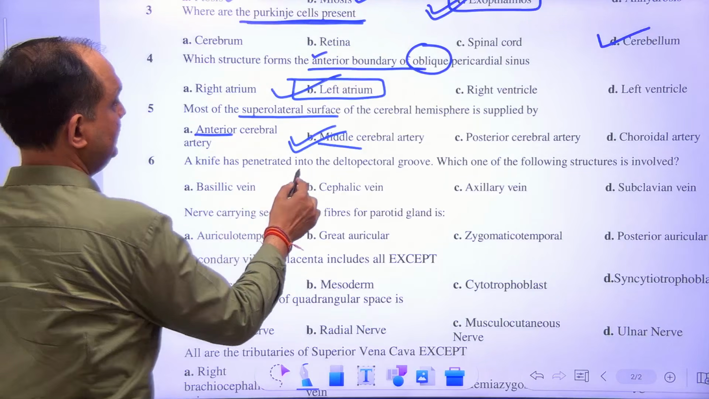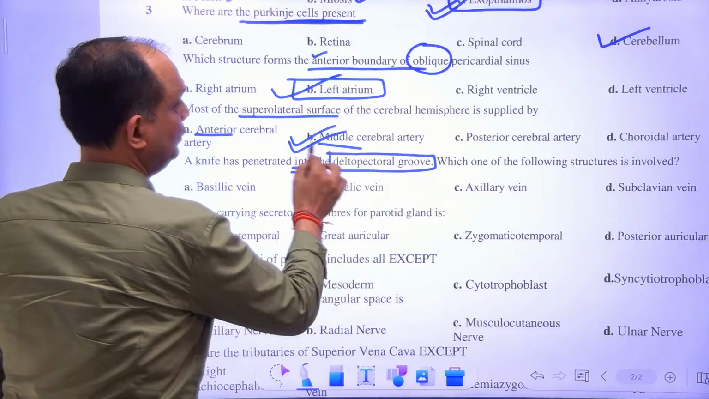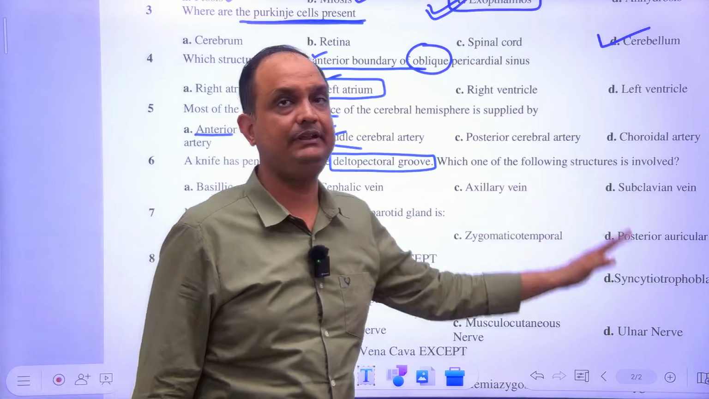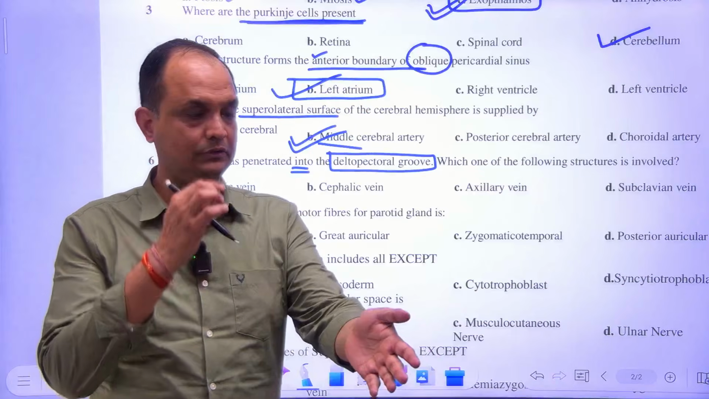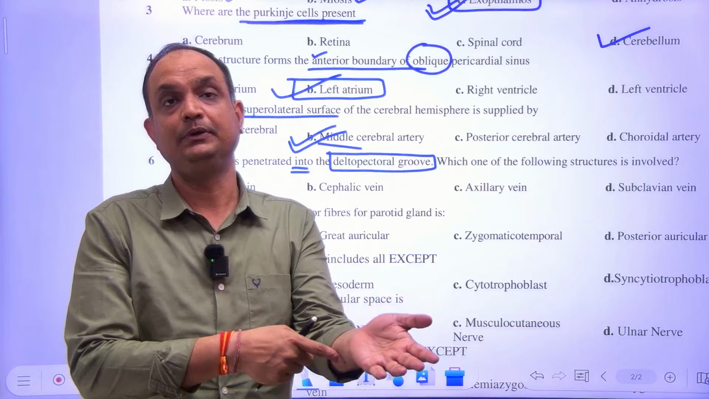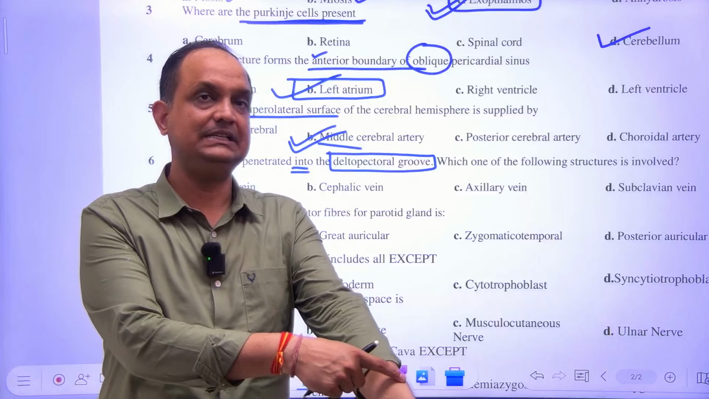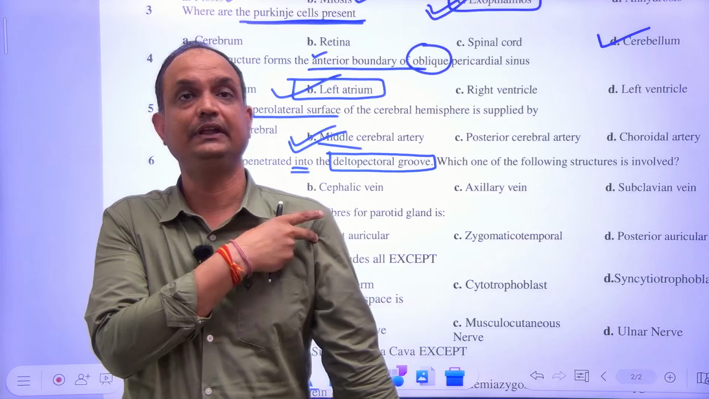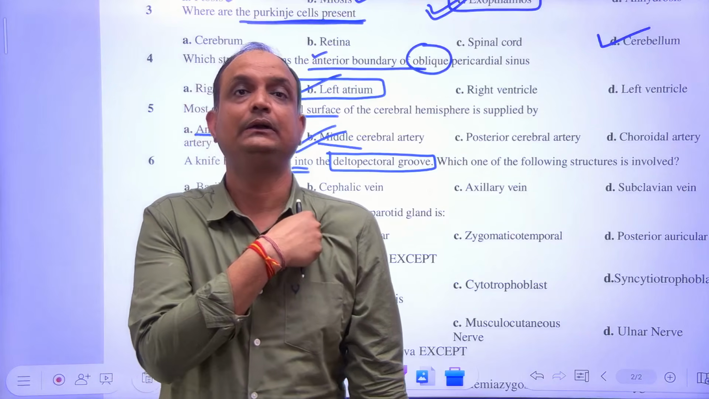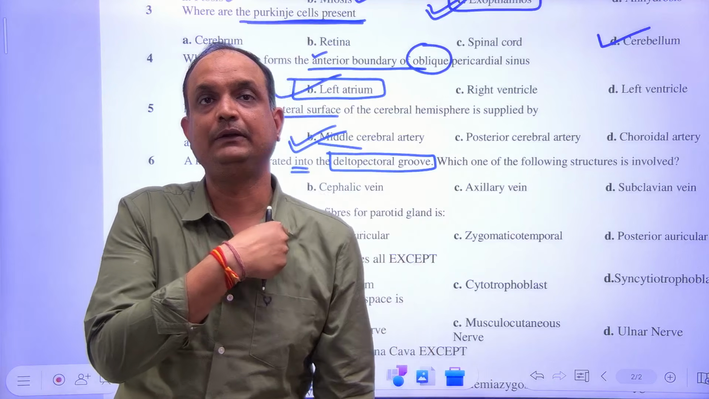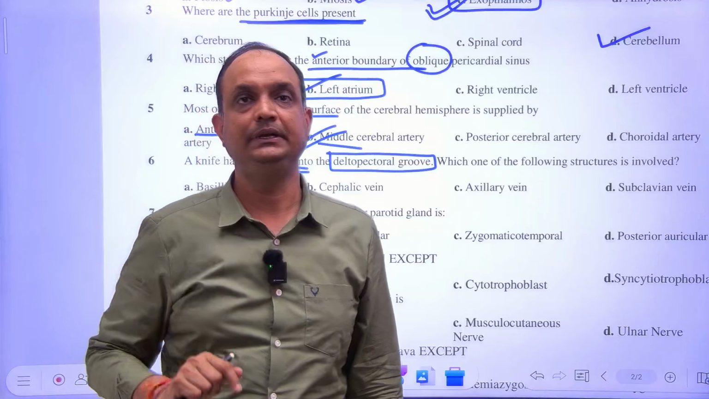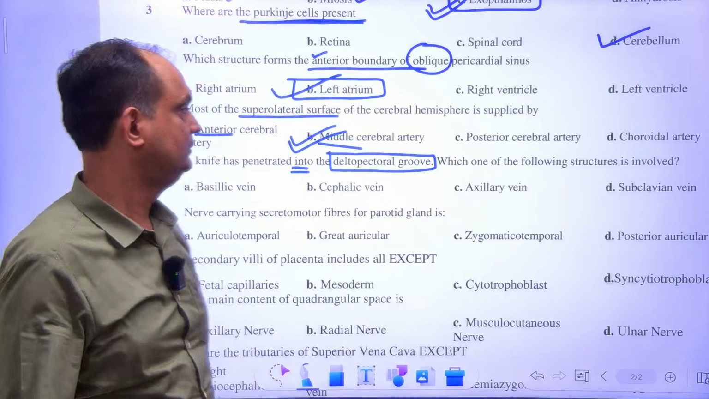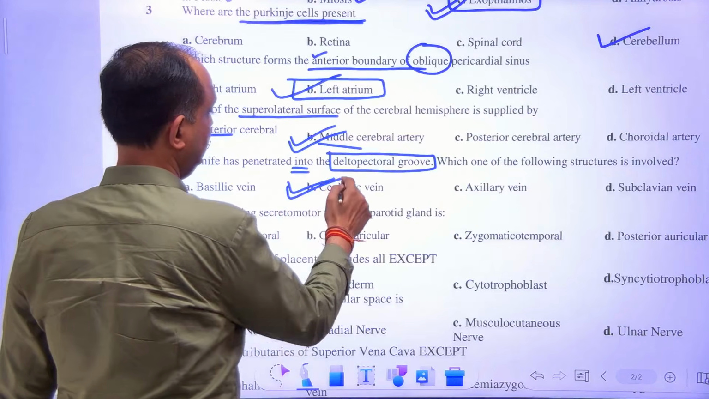A knife has penetrated into the deltopectoral groove. Which one of the following structures is involved? Basilic vein, cephalic vein, axillary vein, subclavian vein. Dear students, there are two subcutaneous veins in the upper limb, and the cephalic vein has a longer course. Near its termination, it passes through the deltopectoral groove, then pierces the clavipectoral fascia and finally terminates into the axillary vein. So when there is an injury in the deltopectoral groove, you are going to injure the cephalic vein.